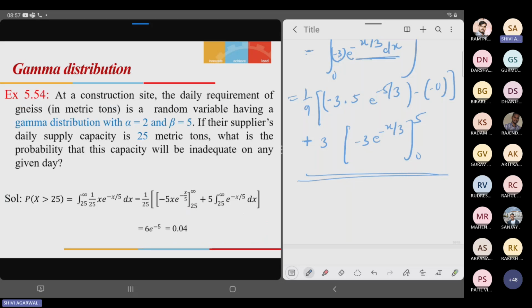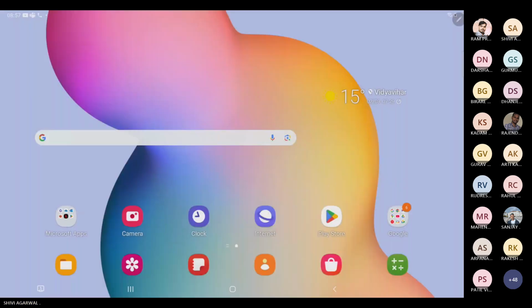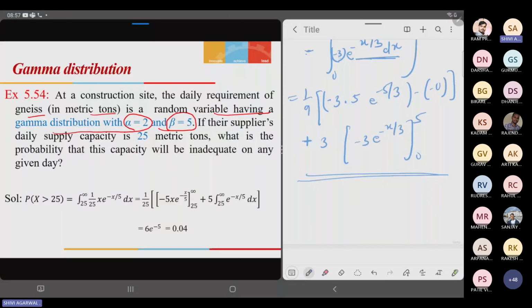Next question. At a construction site, the daily requirement of NIS in metric tons is a random variable having a gamma distribution with alpha equal to 2 and beta equal to 5. If the supplier's daily capacity is 25 metric tons, what is the probability that this capacity will be inadequate on any given day? It means on any given day the capacity is inadequate, meaning the requirement is more than 25.